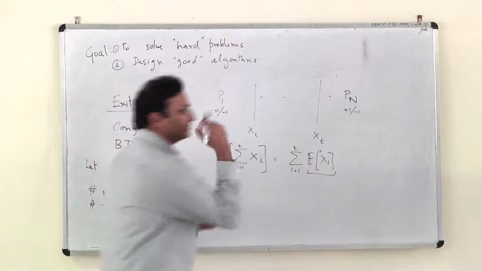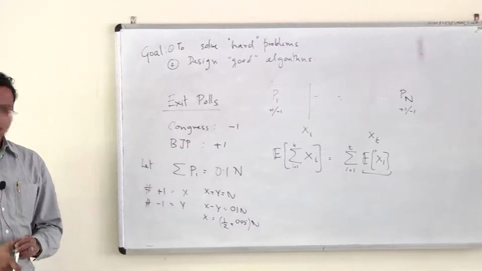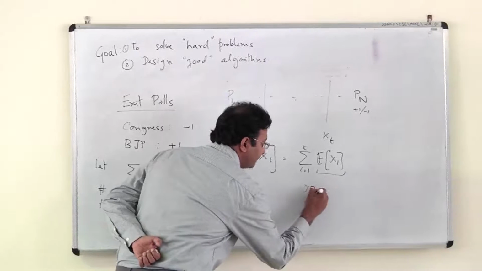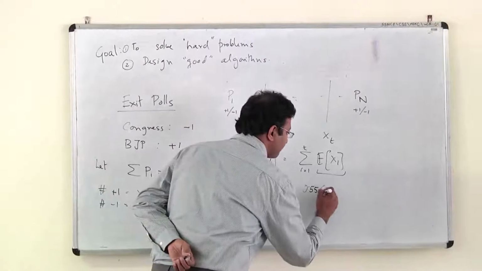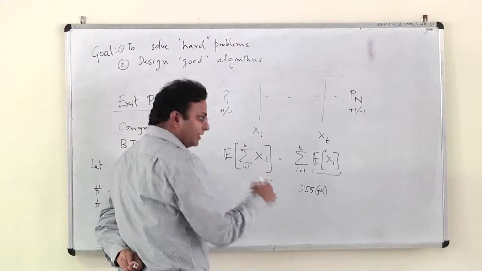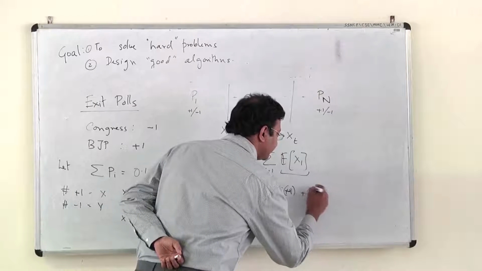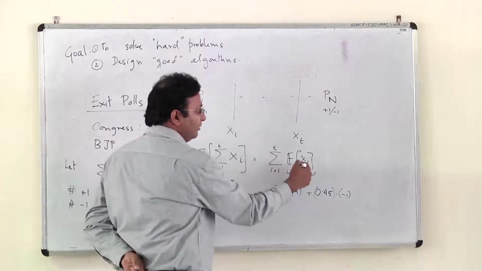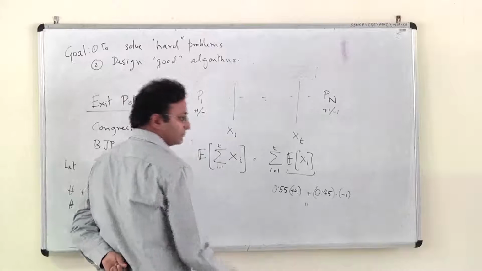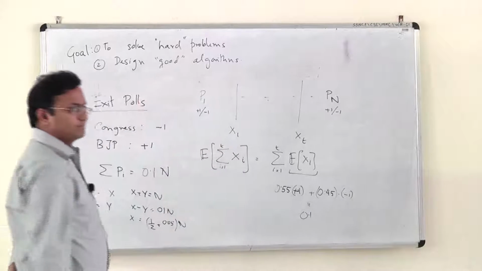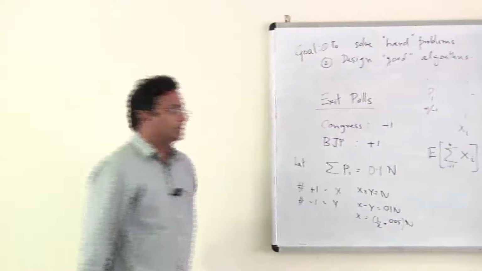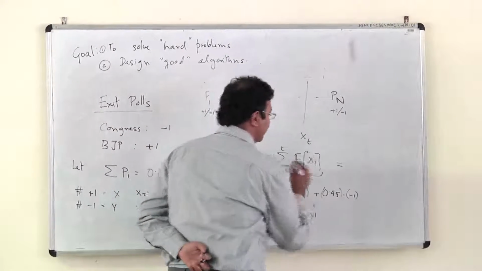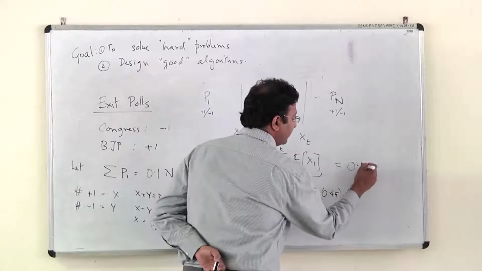This is a random person chosen, completely random. With 55% probability, that is, with 0.55 probability, I would be getting +1. With the other 0.45, not probability, fraction, I will be getting -1. So the expected value of xi is 0.1. In other words, the expected value of the sum is t times 0.1.